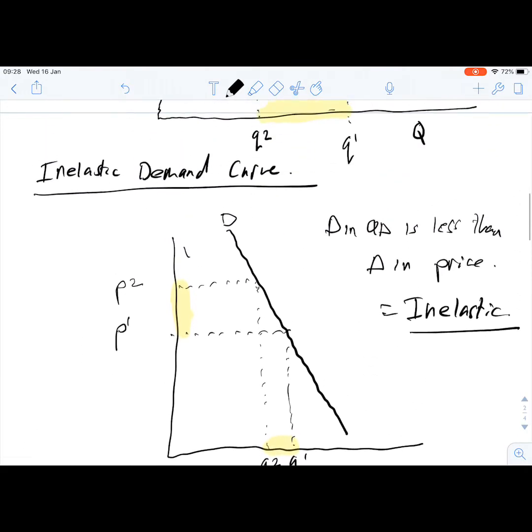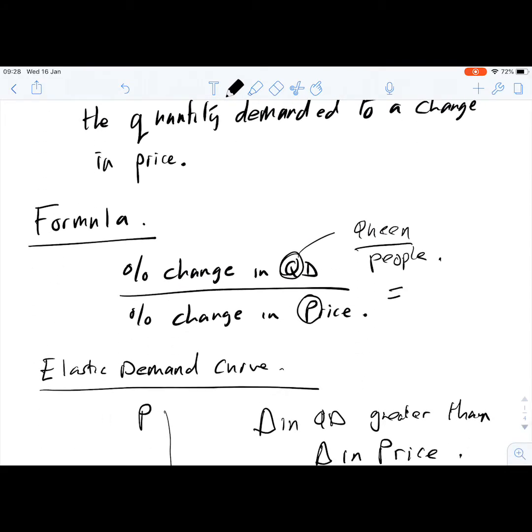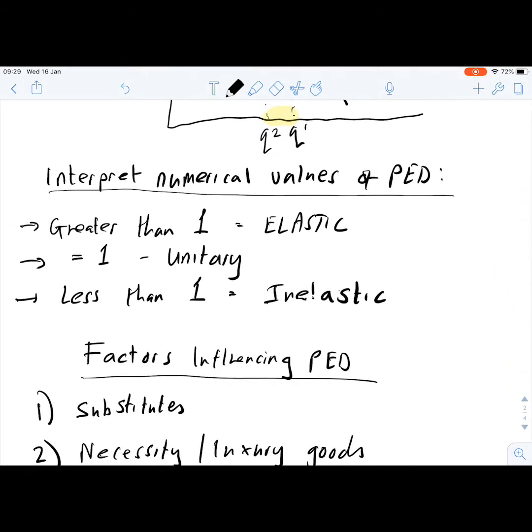Okay, let's have a look at some numerical examples here. So we go back to the formula. The answer is always going to be a minus number. So let's just say the answer is minus 5. In order to determine whether that is inelastic or elastic, we just need to remove the minus sign. We just ignore the minus, if you like. And the 5 is greater than 1. And if we scroll down, if the number is greater than 1, then the product will be elastic.